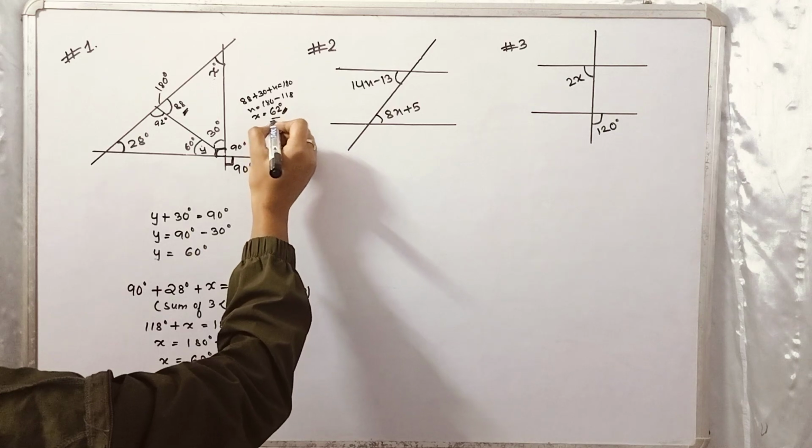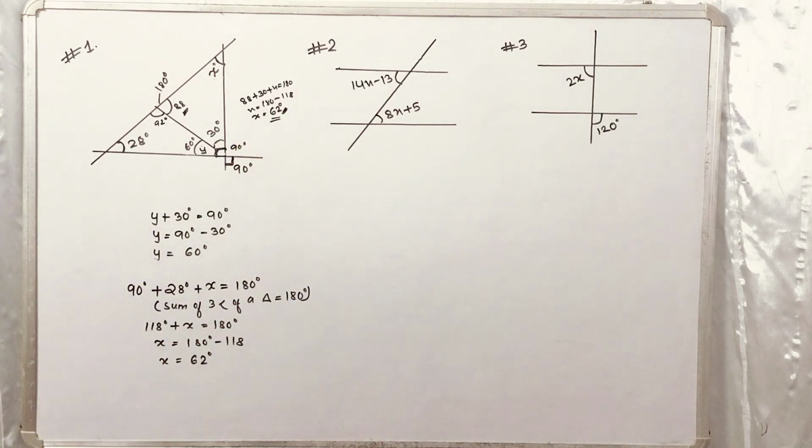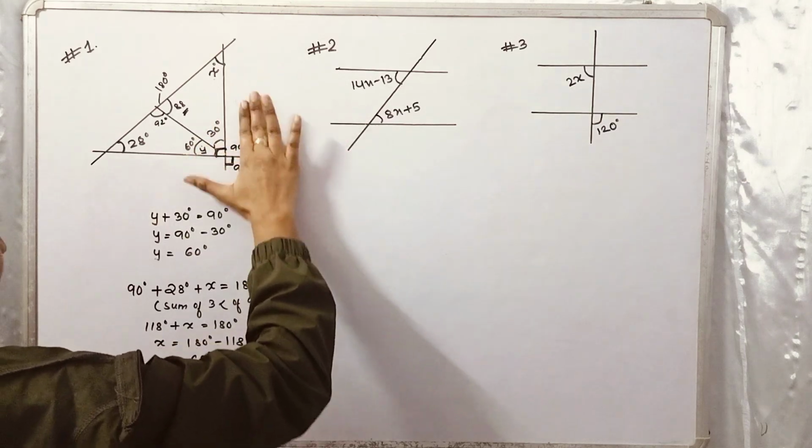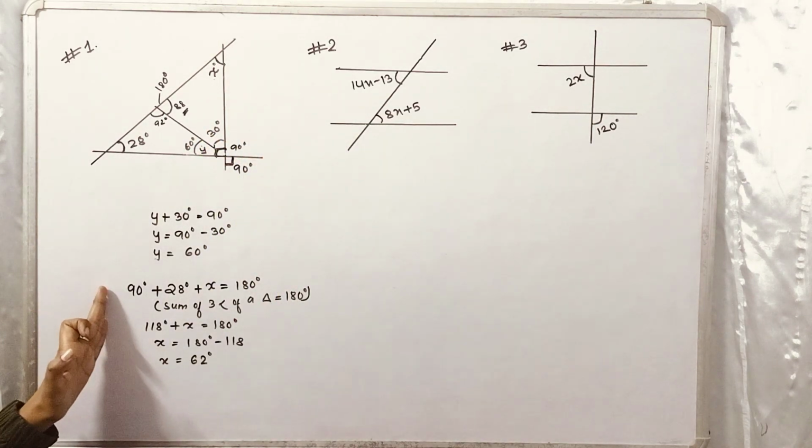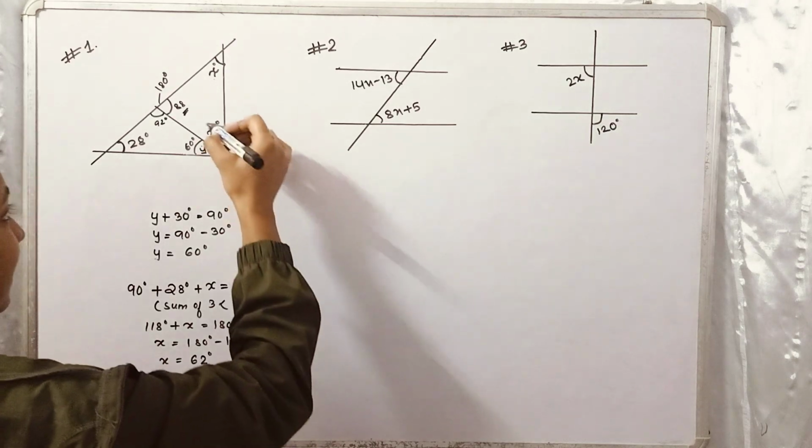So when you solve this, you got 62. So doing any of these methods will give you the same answer. Fine. Let me know in the comment section whether you like this step, this process, or you find the other more effective.